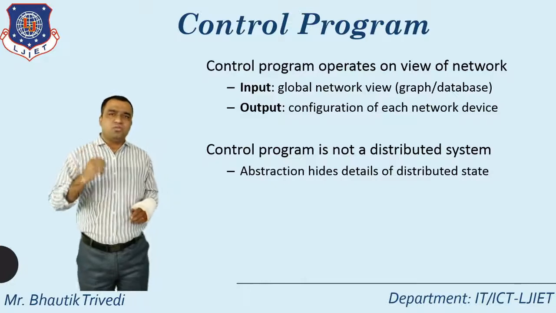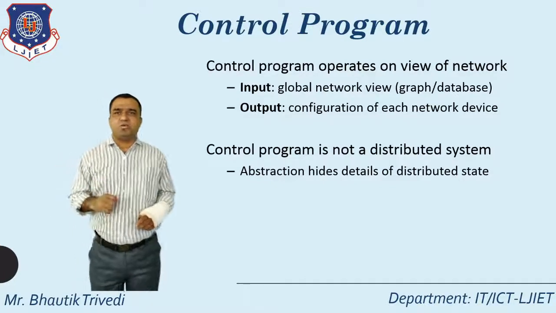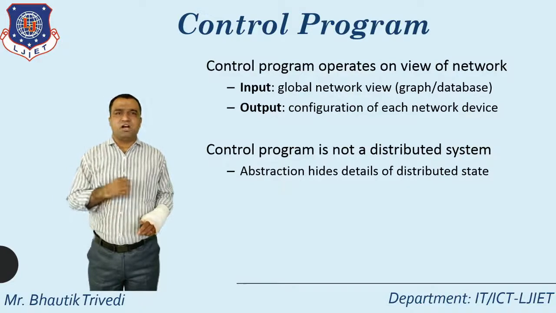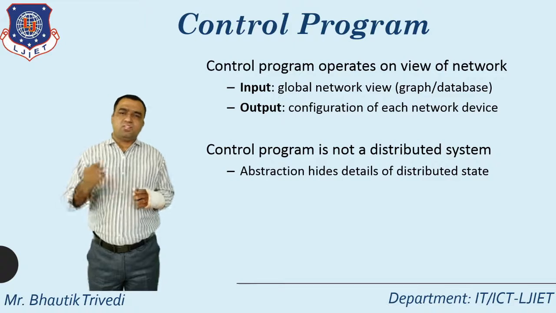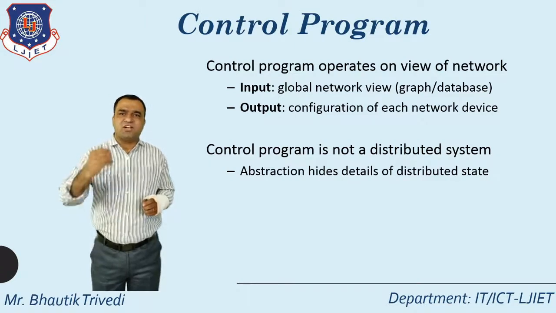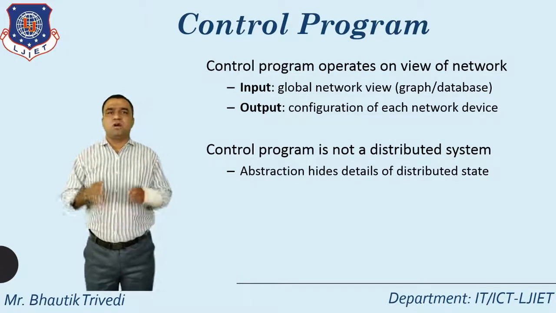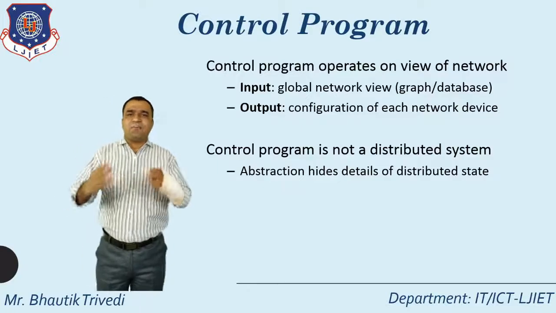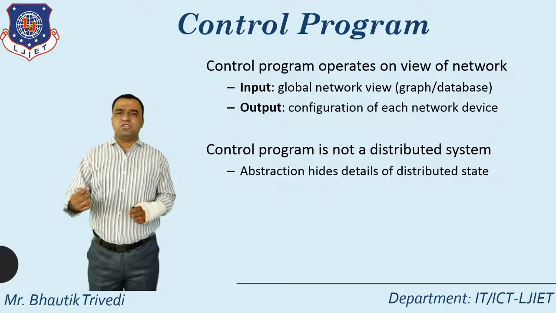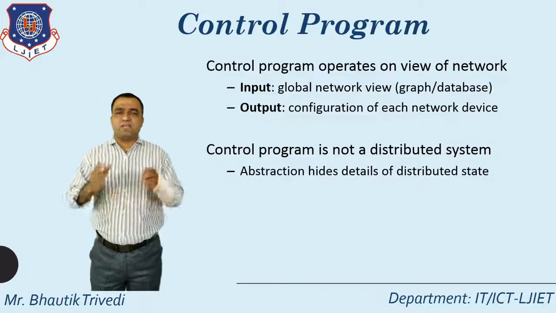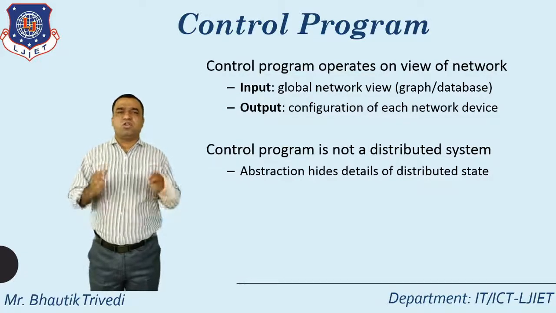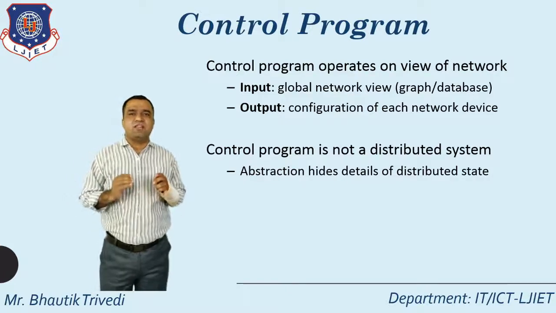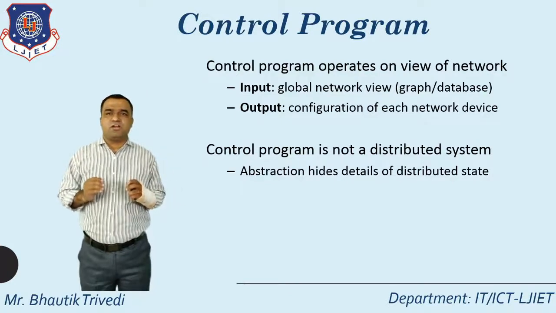Mainly two important points regarding the control program. One, that is the input, and second, that is the output. Input means what? Which particular thing you apply as an input. That is the global network view. How do I apply the global network view? With using a graph or with using a database, that can be treated as an input. Output means what? Configuration of each and every network device. That is the most important thing.